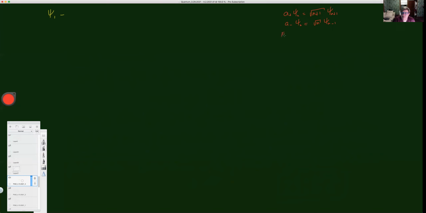So for example, a plus acting on psi 4 will give me psi 5. So n plus 1 is 5, so you put 5 here, square root of 5, psi 5. And a minus acting on psi 5 will be psi 4, n minus 1 is 4, but n is 5, so this will also be square root of 5 psi 4. So that's how this works. You do a few of them to convince yourself you can get the right thing under the square roots.